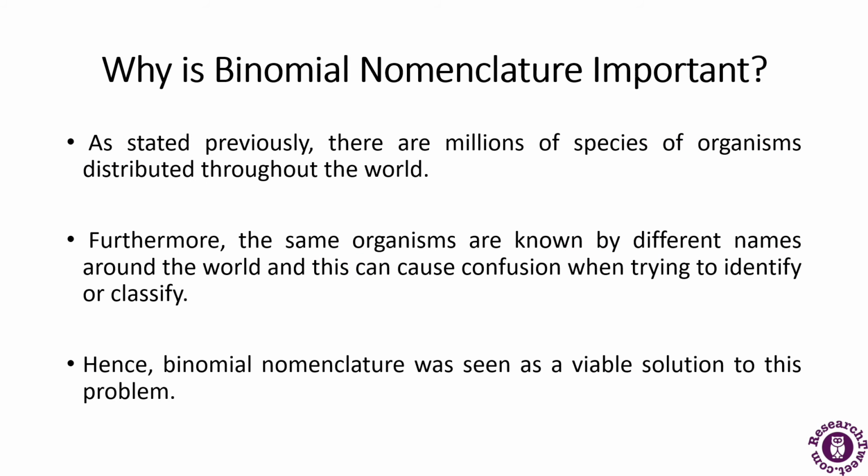Now, why is binomial nomenclature important? As stated previously, there are millions of species on the earth that are distributed throughout the world. The same organism is known by different names around the world. This can cause confusion when we are trying to identify or classify that species. So that is why binomial nomenclature was seen as a viable solution for this problem, and that is why it is given so much importance.